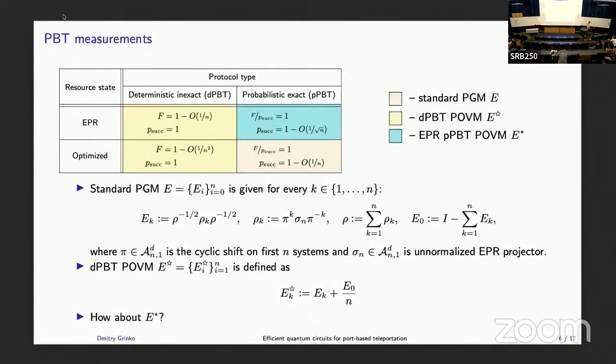Okay, and you may ask, what about E star? How does it look? Is this the standard computational basis? Okay, so I will not give you an answer. Instead, what I will try to explain is how to look at those measurements in another basis, which is more suitable, which takes into account the symmetry of the problem.